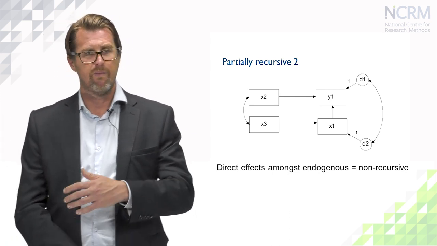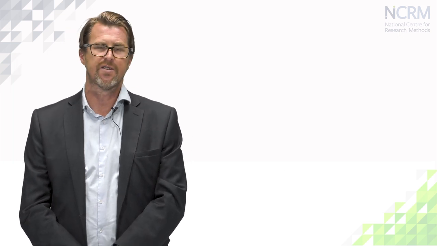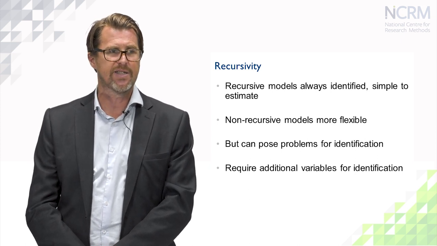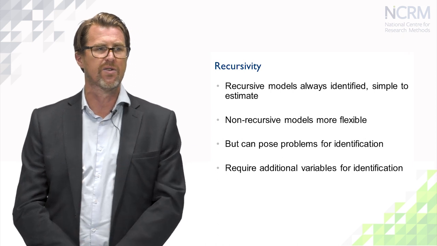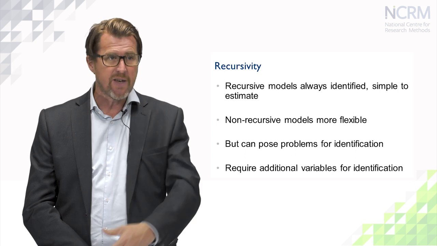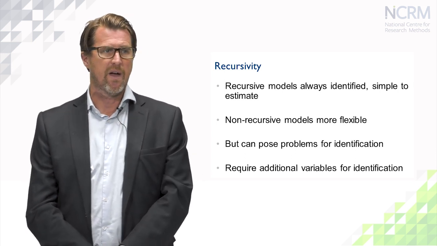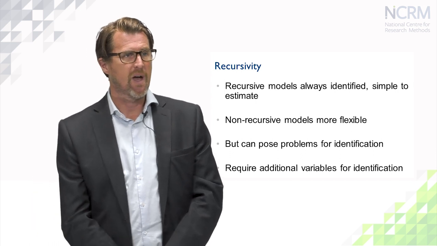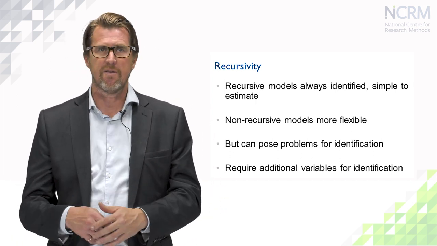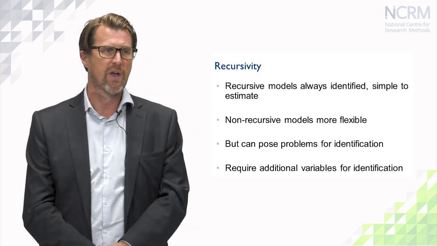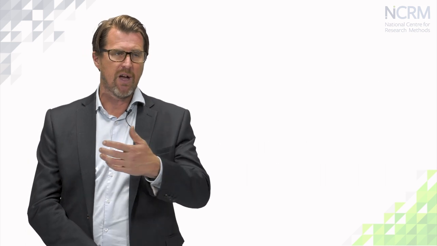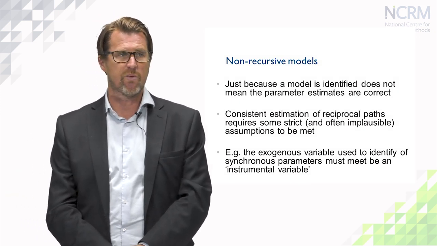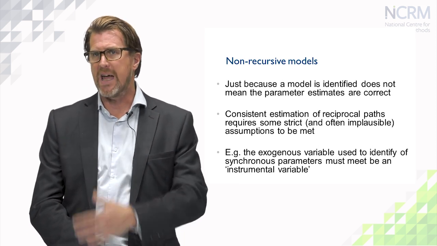Now, I said that recursive versus non-recursive model status is important for identification, but that's not terribly interesting from an analytical perspective. Recursivity is also important because a recursive model is always identified and it's simple to estimate. We can estimate recursive models using a set of OLS models. But that simplicity is also rather restrictive. It means that we can't estimate the more complex kinds of models that we would often want to. So introducing a non-recursive model means that we have more flexibility in the kinds of model specifications that we can use.